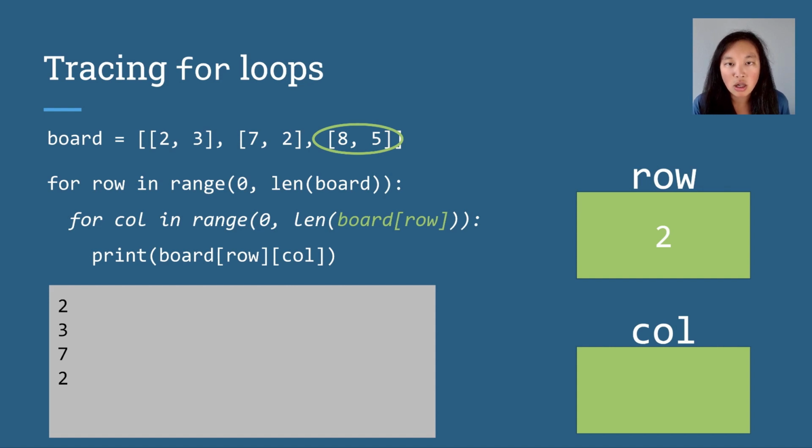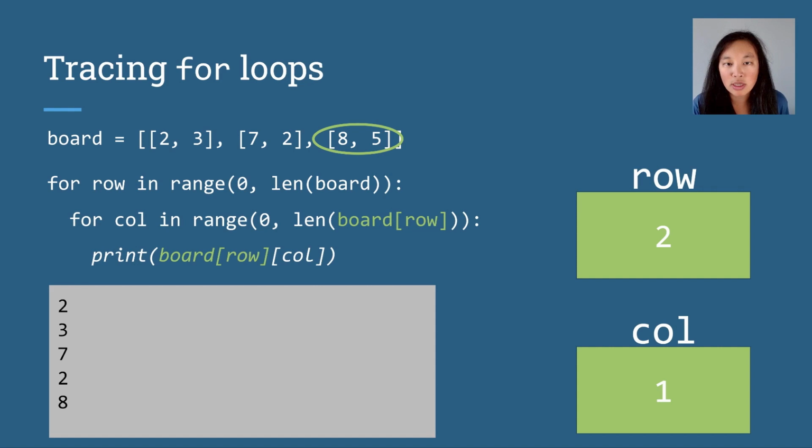So now call is going to have the number 0 because we're going from range 0 to 2. We go inside of the for loop and we print board row call. So board of row again is this list, 8, 5. The item at index 0 is going to be 8, so we print that out. We then go back to the inner for loop and we see what number is going to be next in our range. So now call is going to be 1.